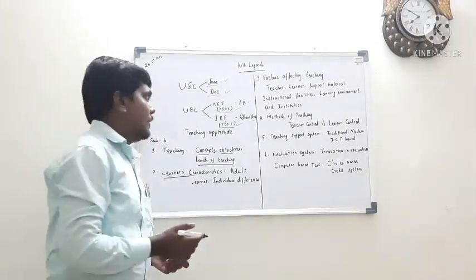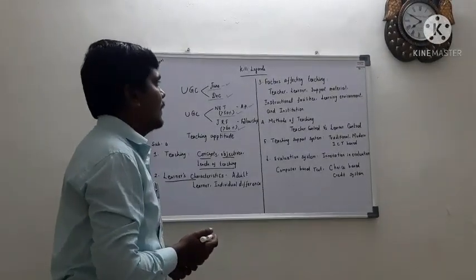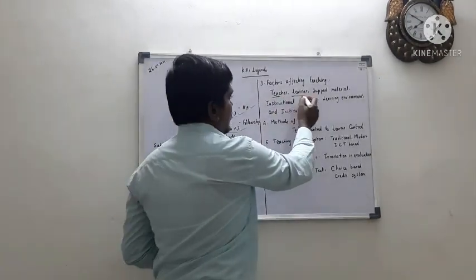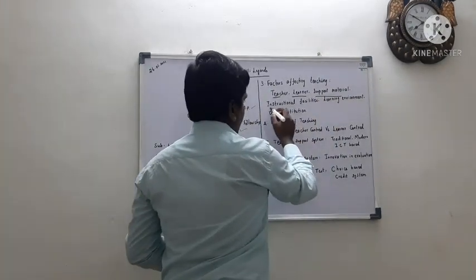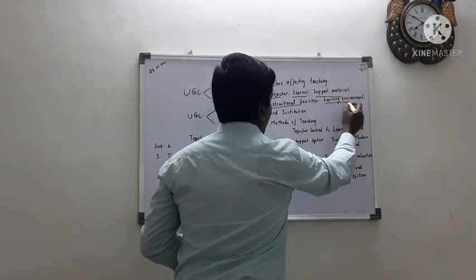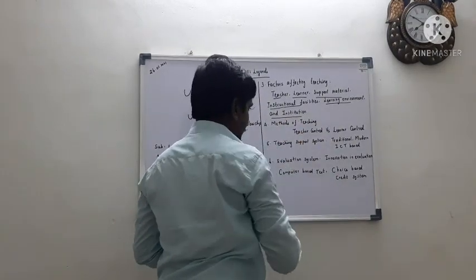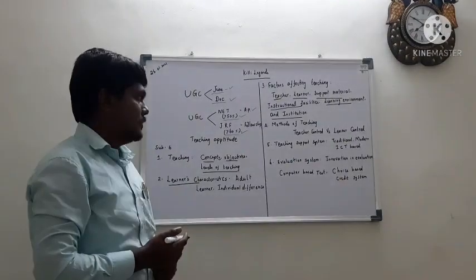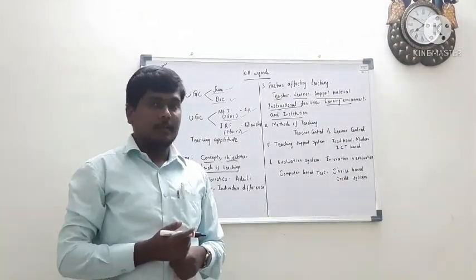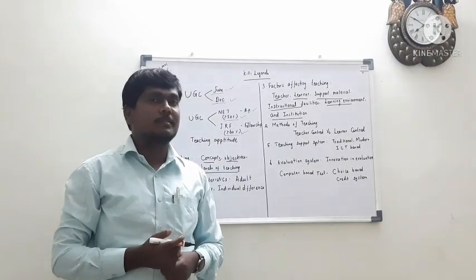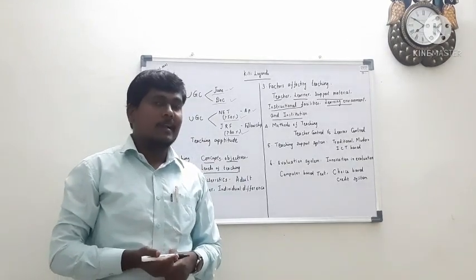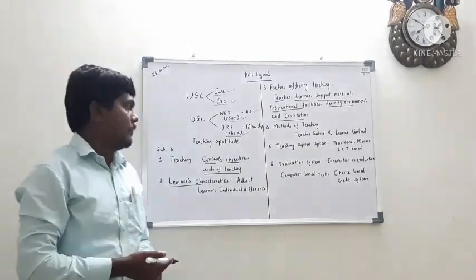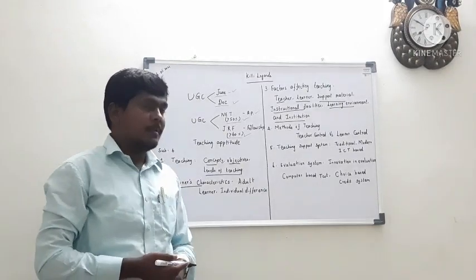The third subtopic is about factors affecting teaching. The factors are teacher, learner, support material, instructional facilities, learning environment and the institution. The fourth subtopic is about methods of teaching: teacher-centered and learner-centered. Teacher-centered teaching methods are an old school of thought, and nowadays learner-centered teaching methods are getting momentum.